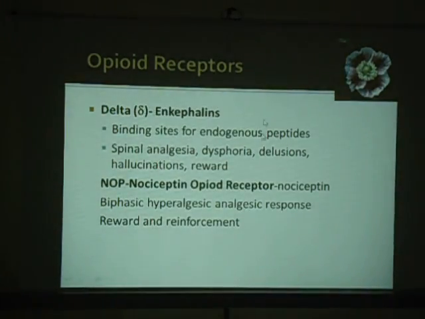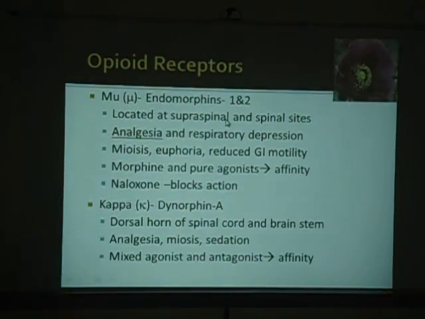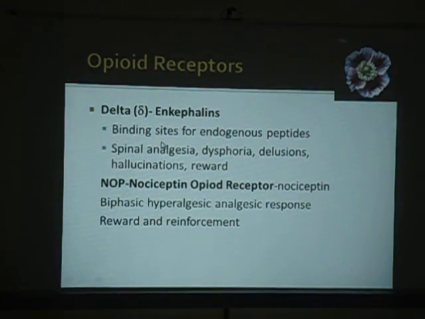Delta receptors are the ones on which our endogenous enkephalins act. So you need to remember: on mu receptors endorphins act, on kappa receptors dynorphin acts, and on delta receptors enkephalins act. All these are endogenously released substances which can alleviate the reaction to pain. Then we have nociceptin opioid receptors, which can produce both biphasic hyperalgesia and an analgesic response.